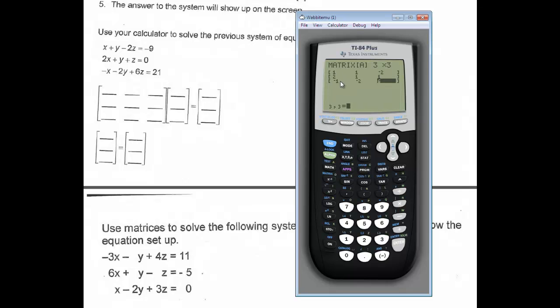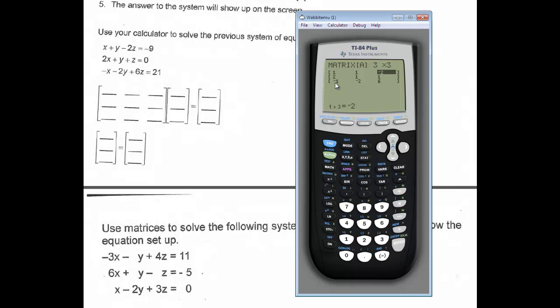We plug in our coefficients, starting with the top left one in our matrix on paper, and every time we put our number in we hit enter. So 1, enter, will get me to the next number in the matrix. 1, enter, gives me to the next number in the matrix, and so on until I have all the numbers of my matrix.